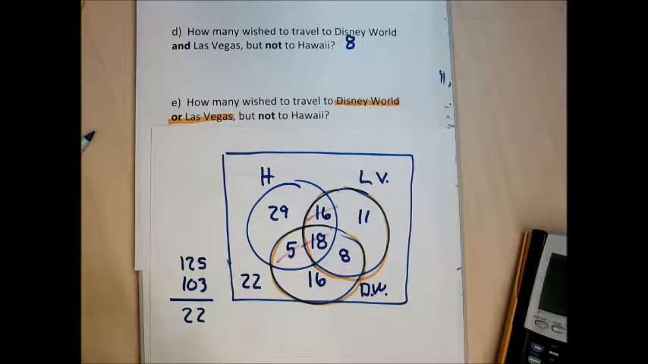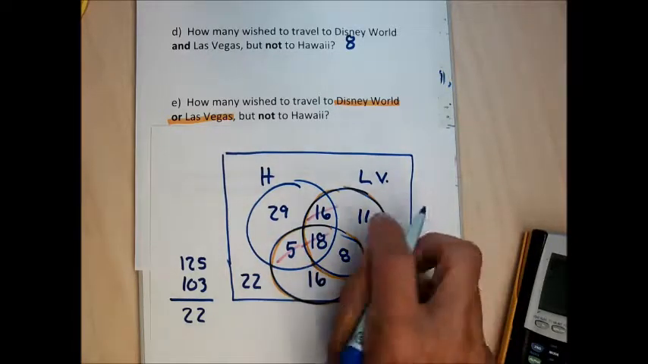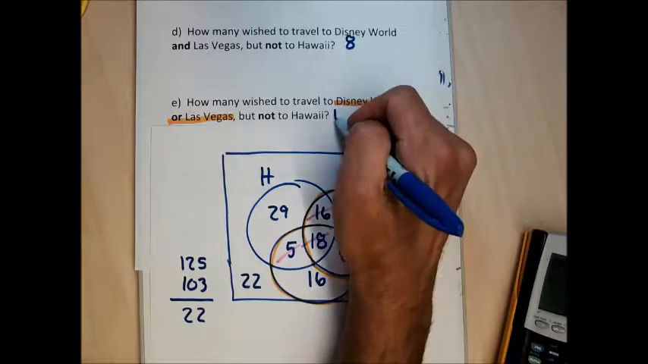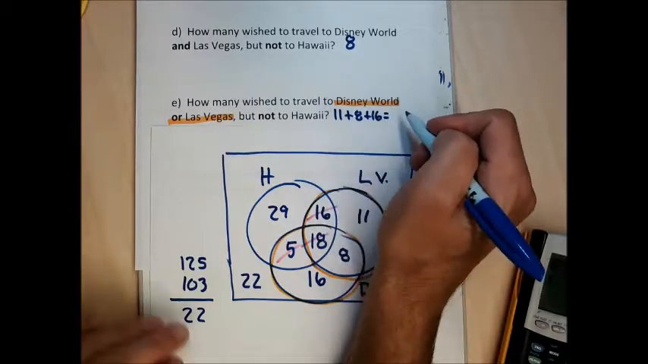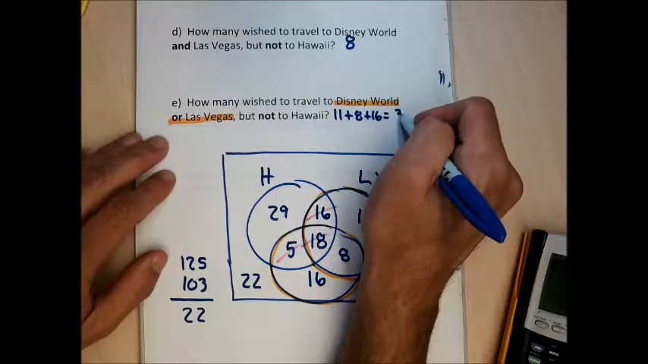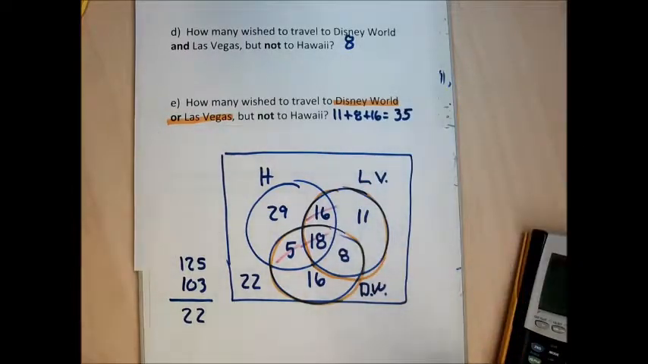So the ones that want to go to Disney or Las Vegas, deleting the Hawaiis, are this 11, 8, and 16. So I'm going to add up 11 plus 8 plus 16. I think I get 35 when I do that. So that should be the answer to part E.